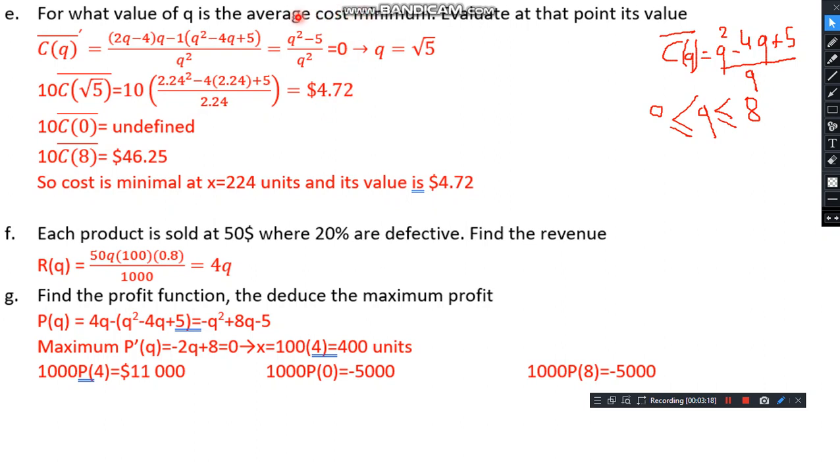Since they want the minimum, I also take the boundary, which is 0 and 8. So C bar of 0 is undefined, we don't take it. C bar of 8 is 46.25. They want the minimum, so the minimum is at $4.72, and which is at radical 5, rounded to 10 power minus 2, is 2.24 times 100. It will be 224 units, and the value is $4.72.